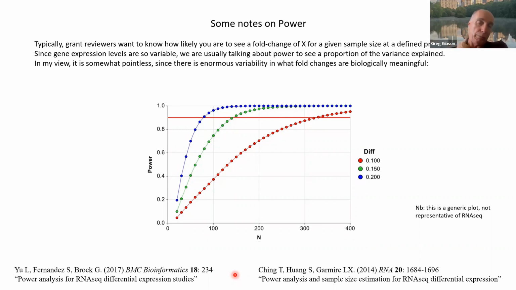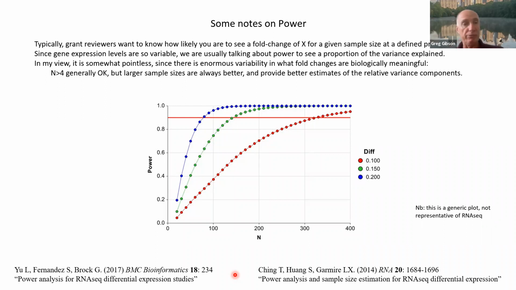Personally, I think it's a somewhat pointless exercise because there's just enormous variability in what fold changes are biologically meaningful. There's nothing magical about twofold or 20% of the variance explained or 10% of the variance explained. I think we're much more interested, in my view, in asking what are the relative effects of different components in the model. So is sex more important than age, more important than drug treatment?